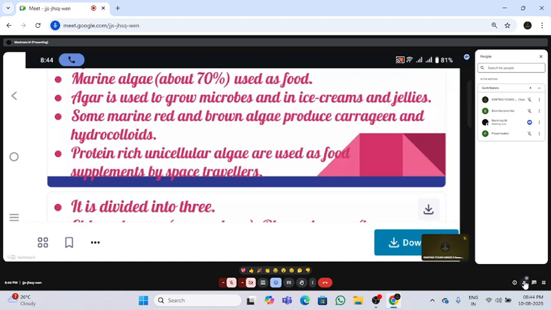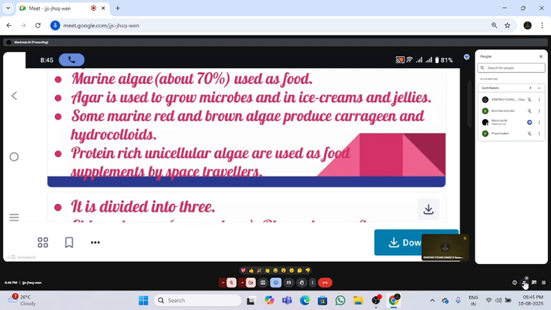So what are the important things? For the industrially important products, we have agar agar, alginic acid, carrageen and iodine. So these are the major products derived commercially from the algae. Agar agar is the cell wall product of red algae.